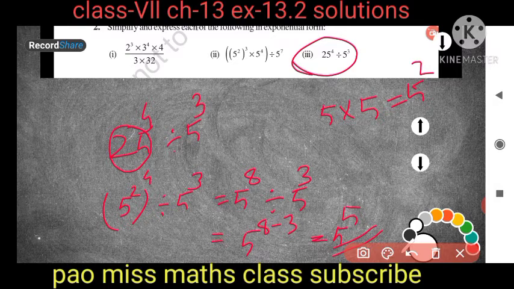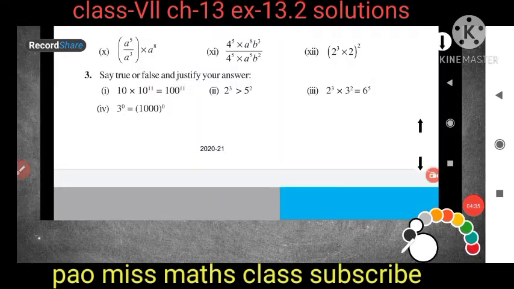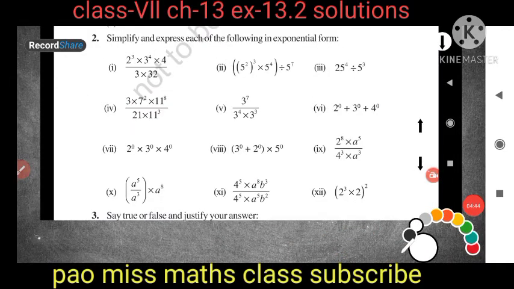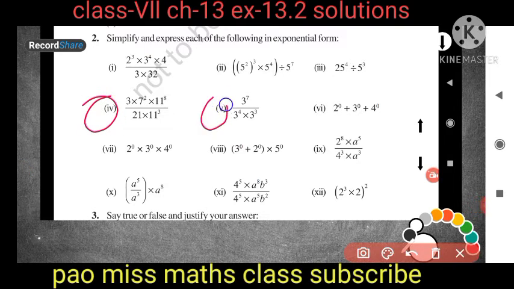Hope you have understood. Now you can take the screenshot and you can write this answer. Now I will erase this and I will explain the next question. Question number 5 I will keep as homework. Now I will solve question number 6. Okay, so question number 6 I will solve now.